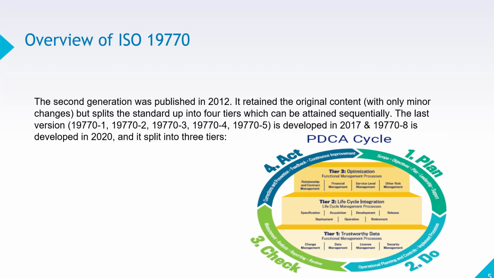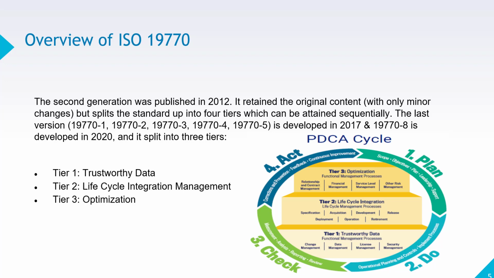The last version, which contained 19770-1 till 19770-5, was developed in 2017, and 19770-8 was developed in 2020, and it splits into 3 tiers. First tier, trustworthy data. Second tier, life cycle integration management. Third tier, optimization.